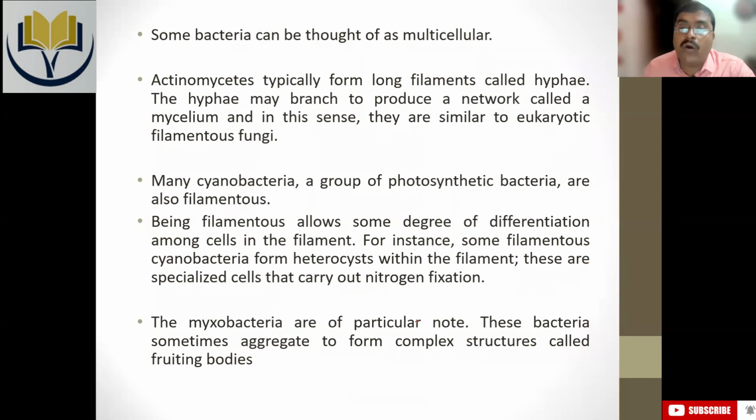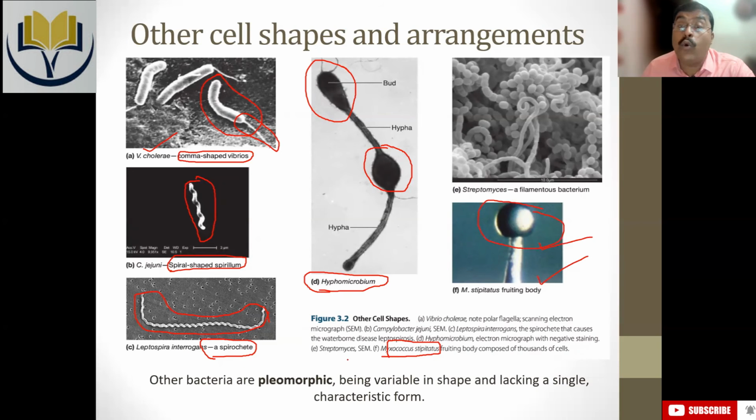Now, some of the bacteria don't have any specific shape. Their shape can be variable. So they are known as pleomorphic bacteria. What is the meaning of pleomorphic? They don't have any specific shape and size. They can be present in different structures and different forms.